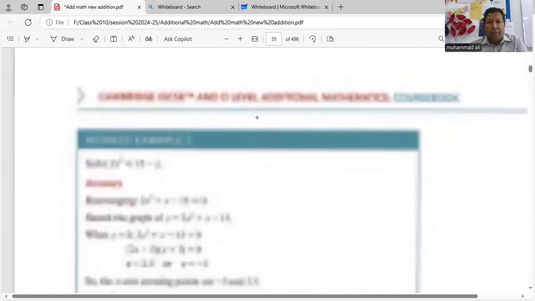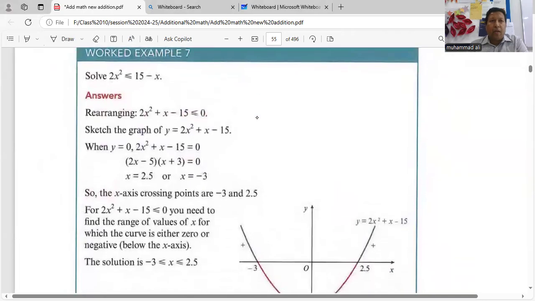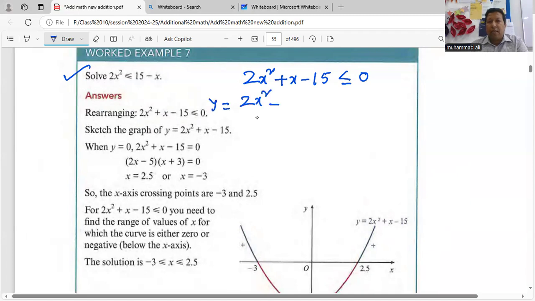Now we'll try to understand another example. This is also a very important example. 2x squared less than or equal to 15 minus x. So we have to rearrange: 2x squared plus x minus 15 less than or equal to 0. So try to solve this. We'll write y equals 2x squared plus x minus 15. On the x-axis y is 0, so 0 equals 2x squared plus x minus 15.